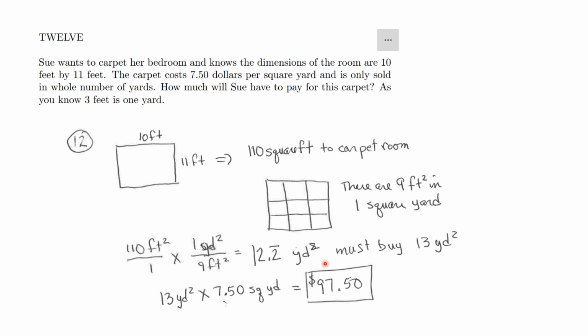But she can only buy a whole number of square yards, and so she has to buy 13 square yards. So 13 square yards times $7.50 per square yard gives you an answer for this problem of $97.50.